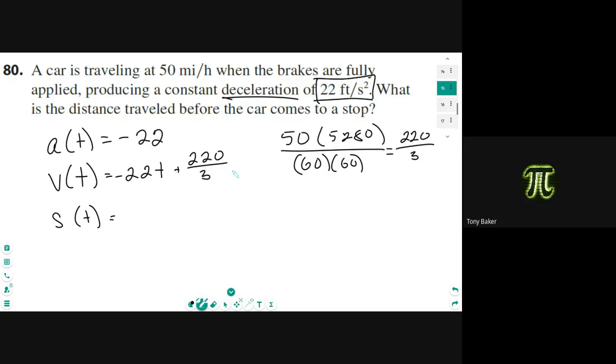I now have to take the integral of that. So I get negative 11 t squared plus 220 over 3 t. Oh wait, never mind. My bad. I don't have a question. Okay. I answered.